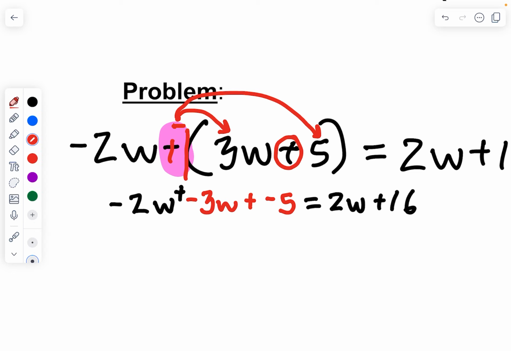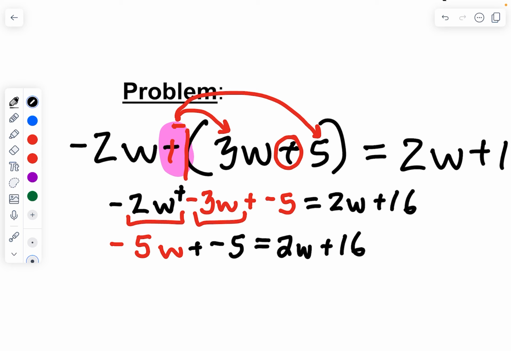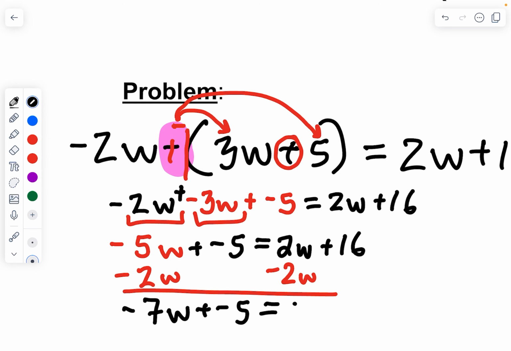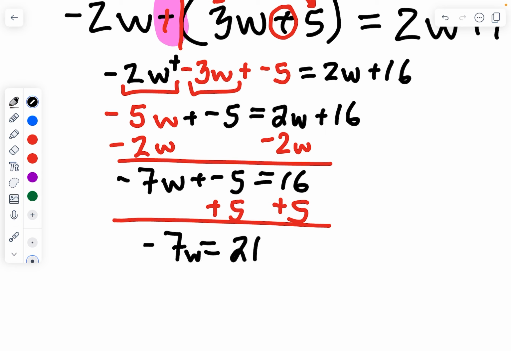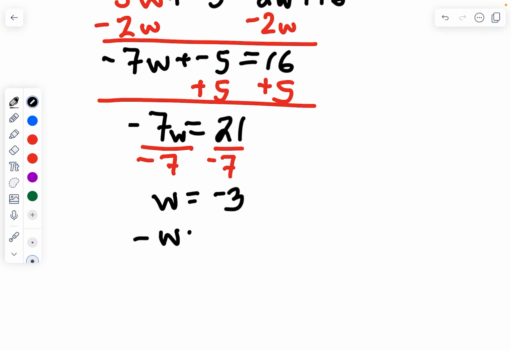Now what we're going to do is we're going to combine like terms. So when I combine those like terms, I get -5w plus -5 equals 2w plus 16. I'm going to subtract 2w from each side. I get -7w plus -5 equals 16. I'm going to add my 5. I'm going to divide by -7. And we have w equaling -3 and -w equaling 3.